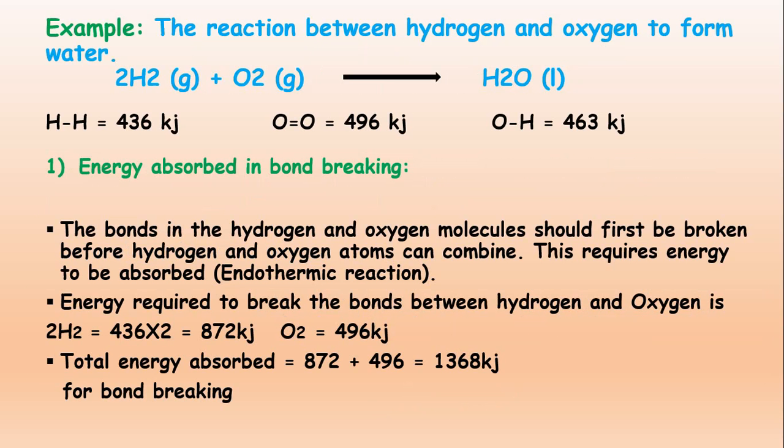Now we are moving towards our example, where you have to balance it by 2. The example is the reaction between hydrogen and oxygen to produce water. Hydrogen, oxygen, water: 2 moles of hydrogen and 1 mole of oxygen will produce 2 moles of water. Energy for hydrogen bond breaking is 436, oxygen is 496, and the oxygen-hydrogen bond is 463 kilojoules.